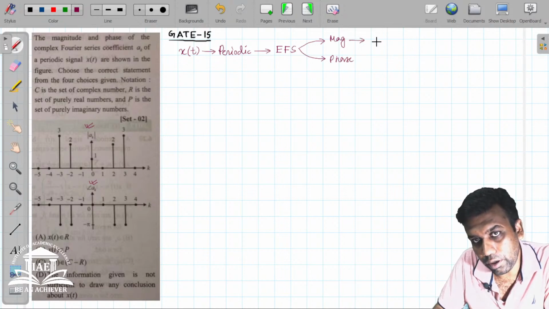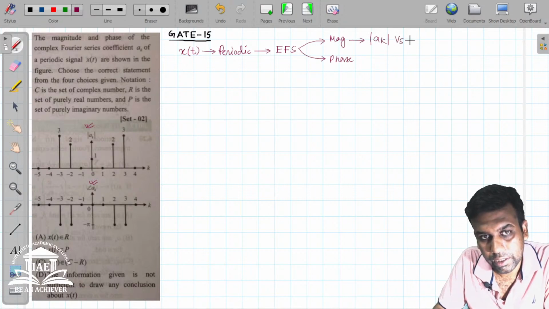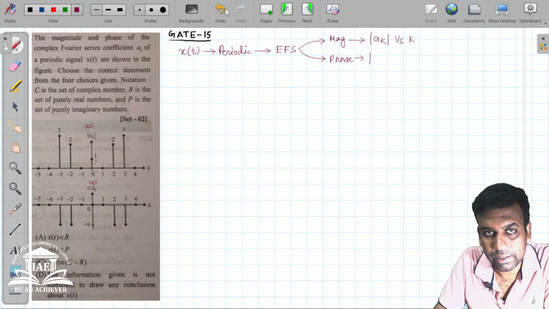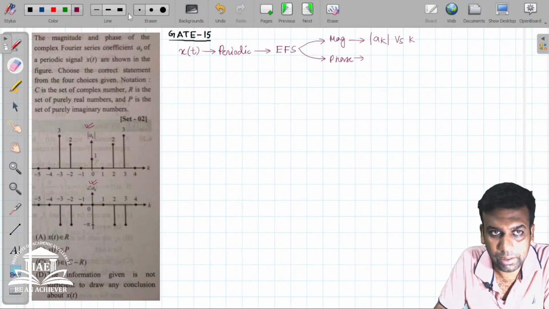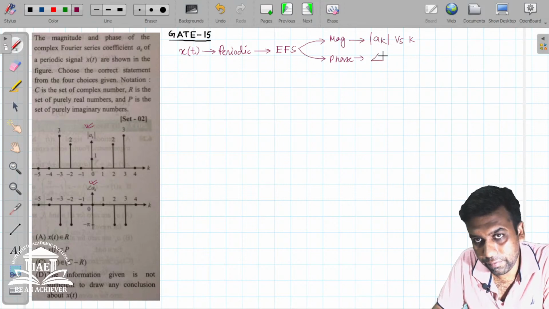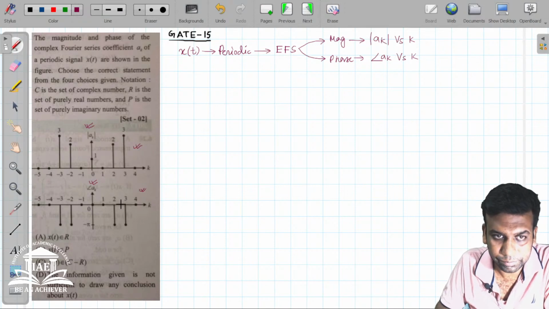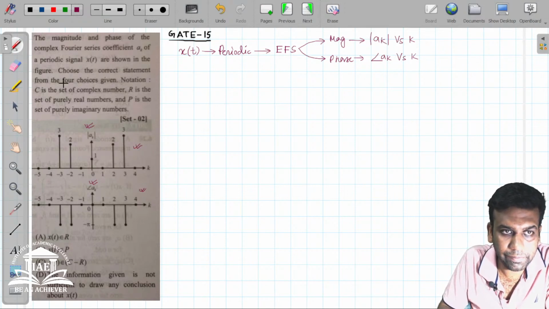So in the magnitude plot, we must get |ak| versus k value, and in the phase plot we will get the angle of ak versus the k value, and those two graphs are given here. Now choose the correct statement from the four choices given. Notation: C is the set of complex numbers, R is the set of purely real numbers. So there are different sets.